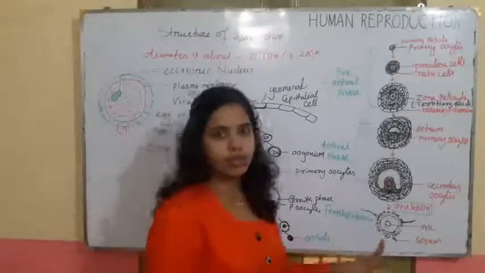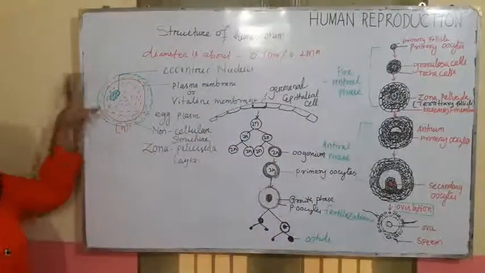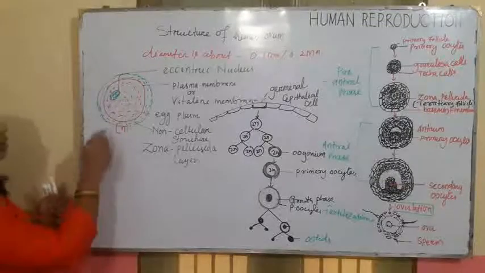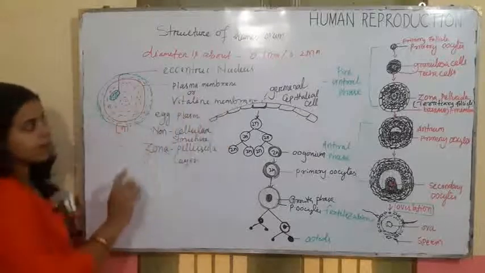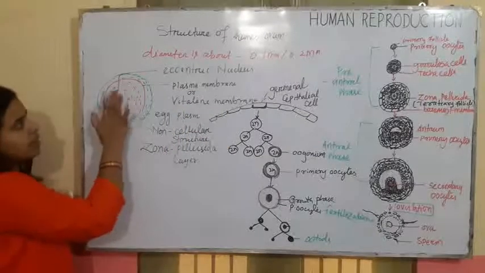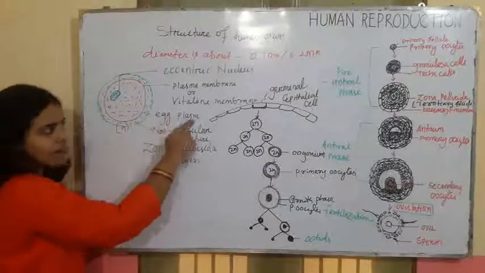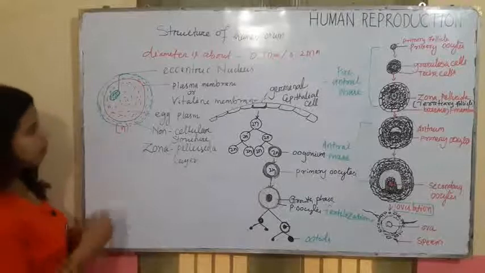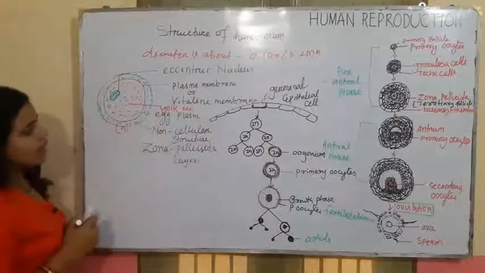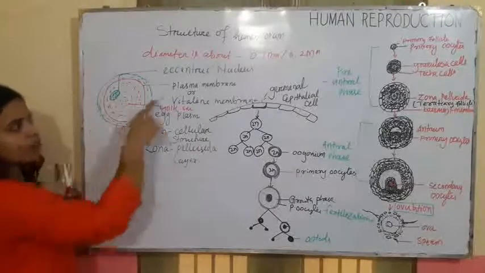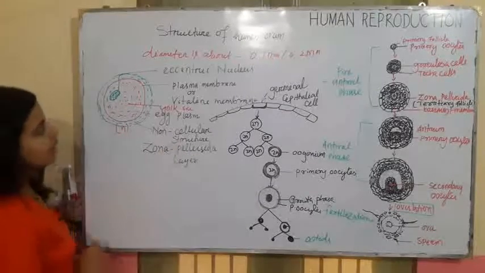Now we are discussing the structure of the ovum. See, the structure of the ovum contains this. This is the membrane, also called the vitelline membrane, or you can say plasma membrane. And this is the eccentric nucleus, okay? And inside that is the ectoplasm, or you can also say the yolk cell. And the outer membrane of the plasma membrane is a non-cellular structure, that is the zona pellucida layer.